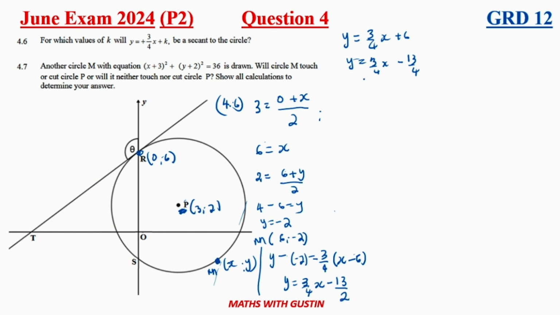(13/4). So now, for which values of k? For the values of k where k is greater than the smaller one, greater than -13/4, but k also less than 6. Yes, less than 6. All right, and that's how you deal with this question, guys.